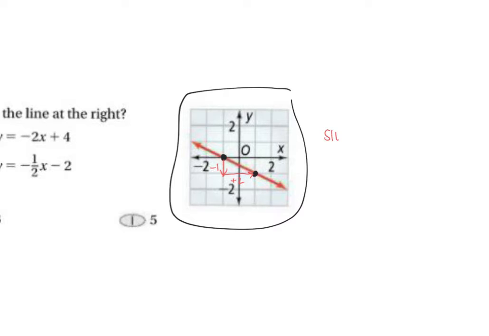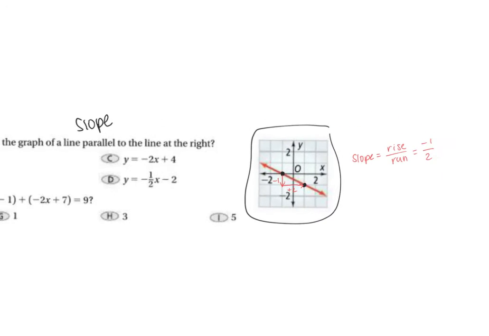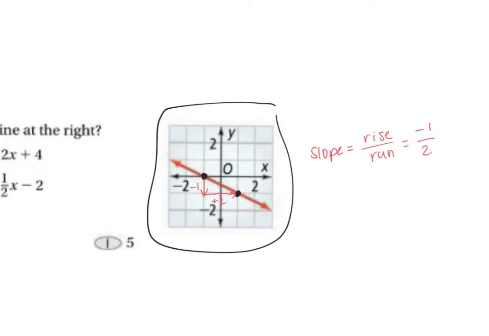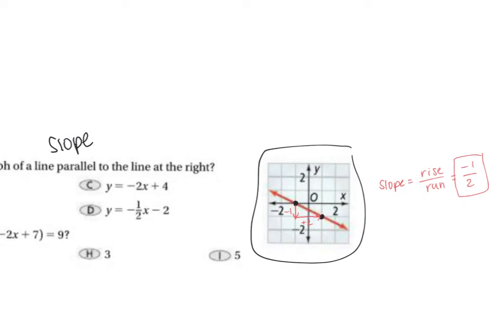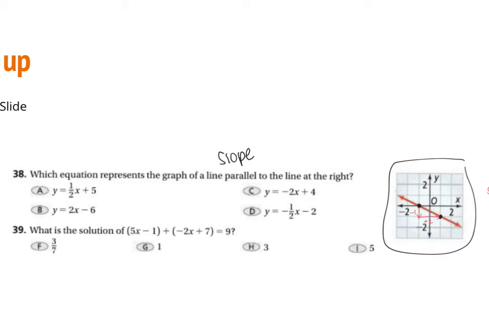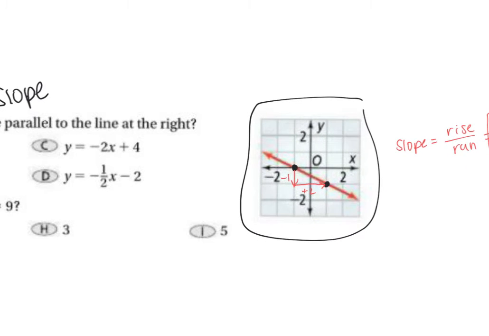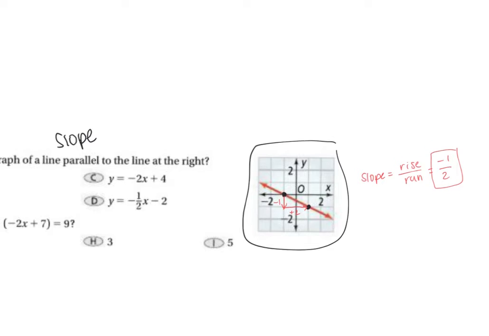Our slope is rise over run. Therefore, it's the -1 over the +2, so -1/2. If 2 lines are going to be parallel, what's true about their slopes? They have to be the same. So we need to look for a slope that's -1/2, right? Which answer choice has a slope that's -1/2? D is the only one, so D is our answer. Go ahead and bubble in D.